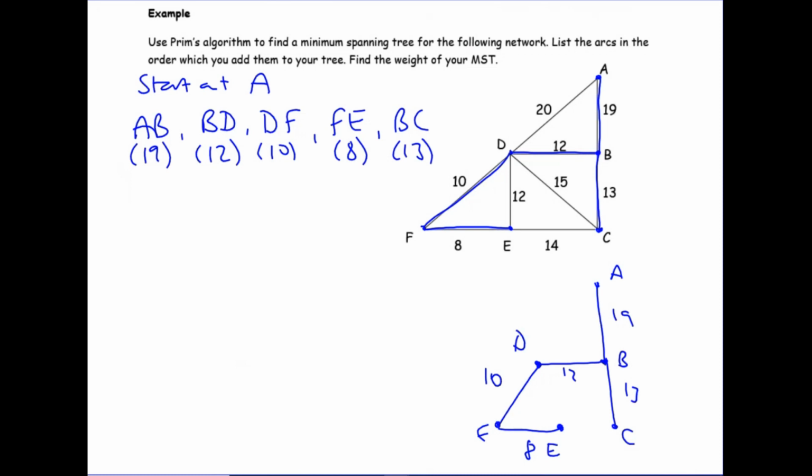It asks for the weight of the minimum spanning tree, so you just add these together. Which is the same as what we did last time. You can check back in your pack, but we've got exactly the same minimum spanning tree here, just using a different method.